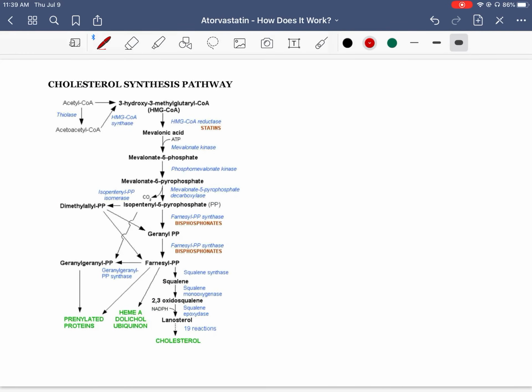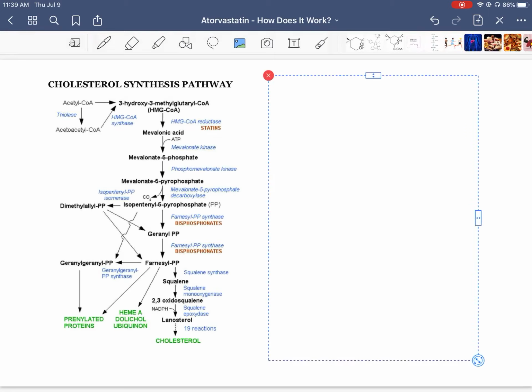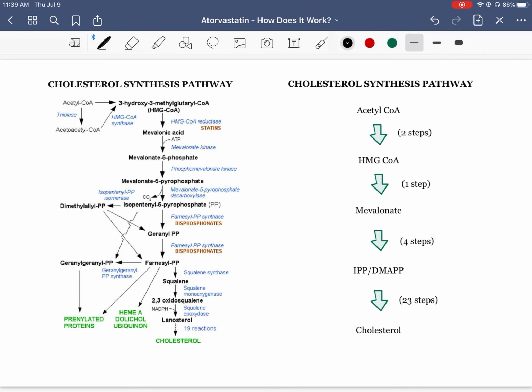The cholesterol synthesis pathway is very complex and involves several steps. Yeah, yikes. Let's first simplify this pathway into its core phases. Much better.